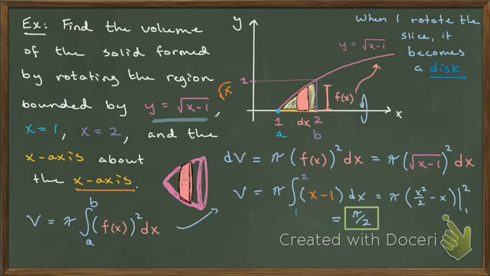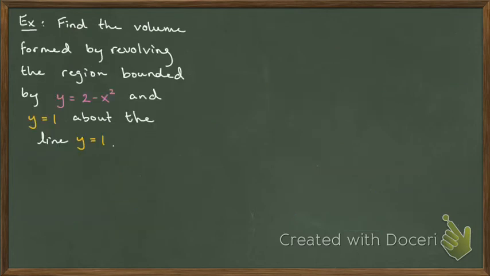Okay, cool. I want to do another example here where the region that we take around is described a little differently, something a little bit more challenging. Find the volume formed by revolving the region bounded by y equals 2 minus x squared and y equals 1 about the line y equals 1. So what I want to do is, again, sketch a graph of this function and the region itself that I'm revolving and how that pertains to the disk method.